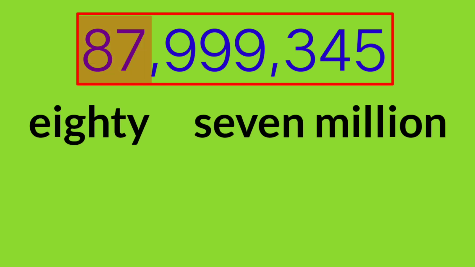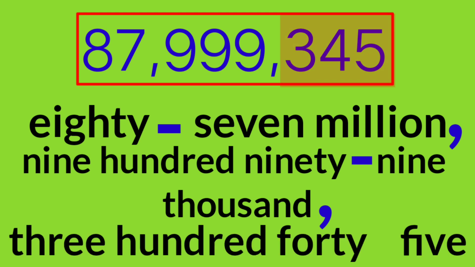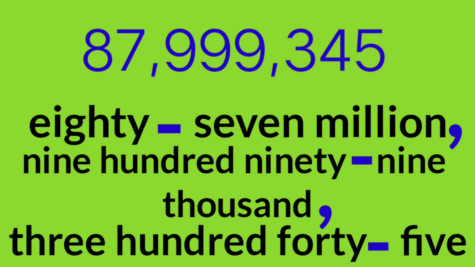Okay, let's have the next number. 87,999,345. Let's do it in words. 87 million. 87 is two words, so you have to put hyphen in between 80 and 7. Then after million, put a comma. 999,099 is two words, so put hyphen in between them. Then after thousand, put a comma. Then we have 345. 45 is two words, so put hyphen in between 40 and 5. And this is how we write 87,999,345 in words.